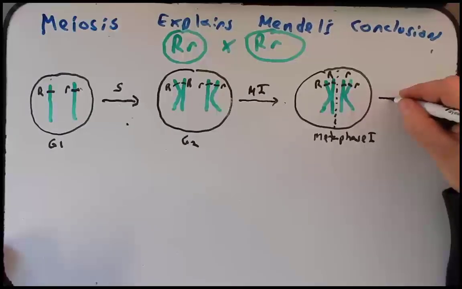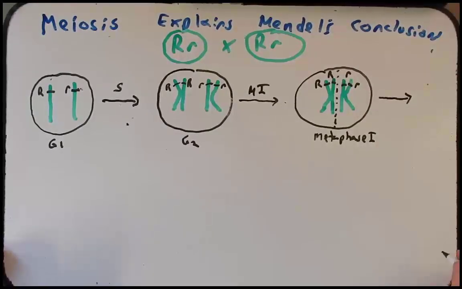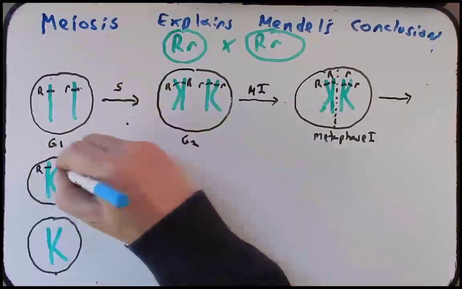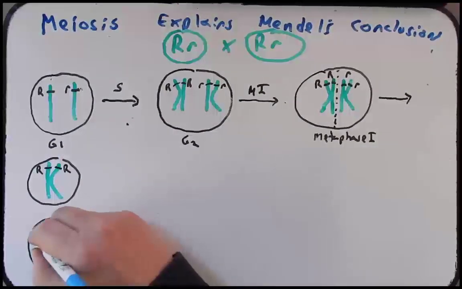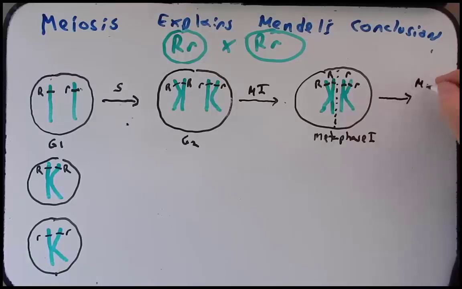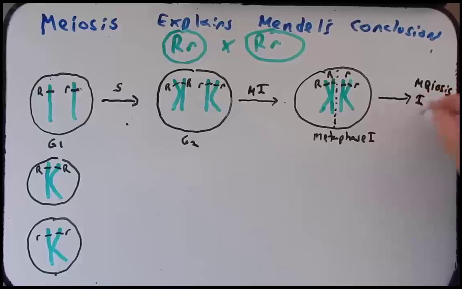It then completes metaphase 1, anaphase 1, and telophase 1, and it'll produce these 2 cells, where one of them contains both copies of R, and the other contains both copies of little r. We're also assuming at this point no crossing over is happening. We're just keeping this simple. I should, right here, just to keep it legal in case you're keeping score at home, note meiosis 1 completed.